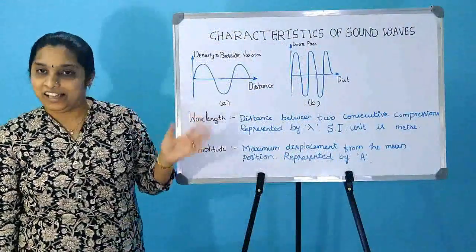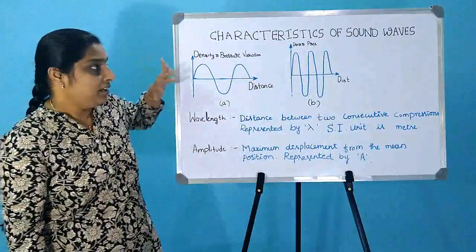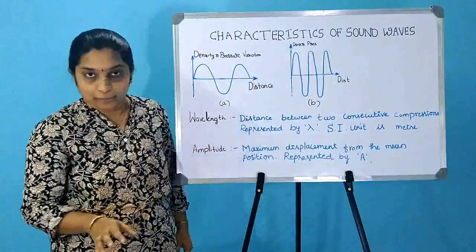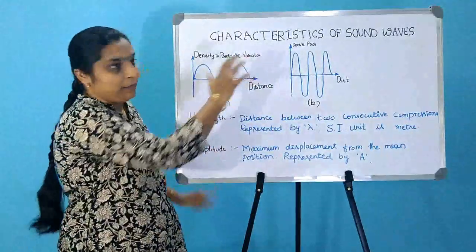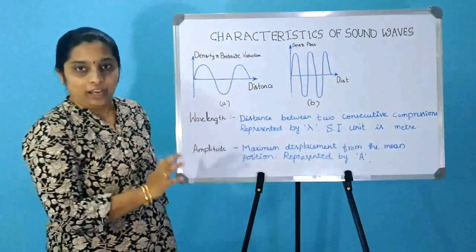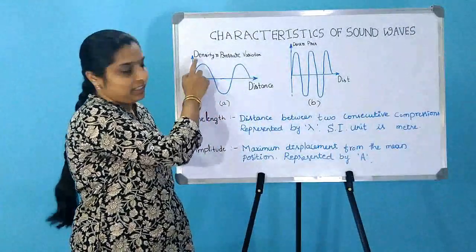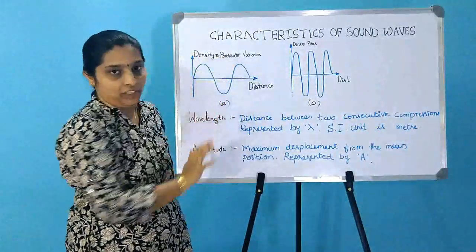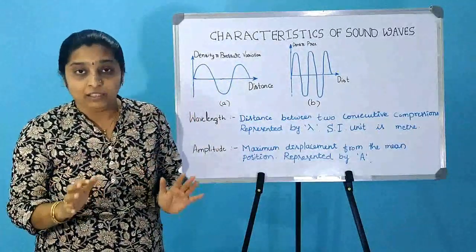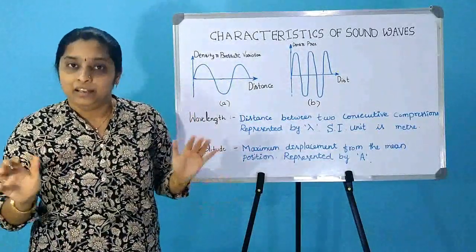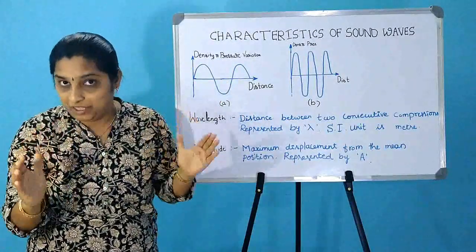Before knowing the characteristics of sound waves, let us first understand these graphs, how sound waves can be represented in the form of a graph. I have represented sound waves in the form of graphs here. Here the x-axis represents distance, and the y-axis represents density or pressure variations. You already know that sound waves travel in the form of compressions and rarefactions, and these compressions are nothing but high pressure areas.